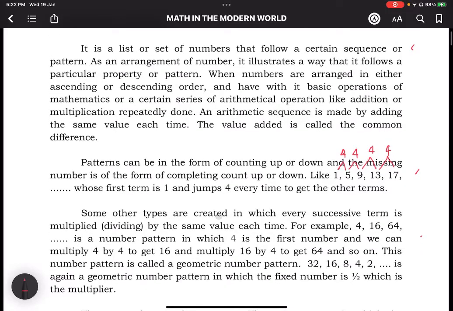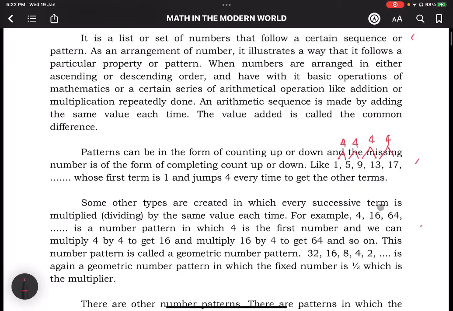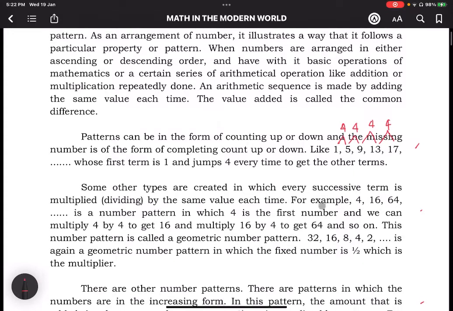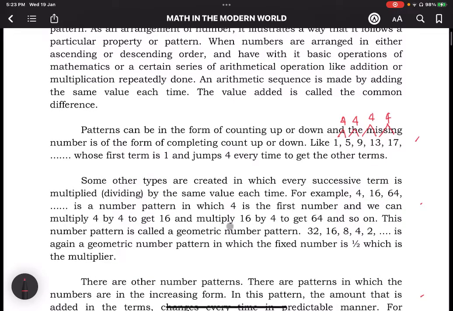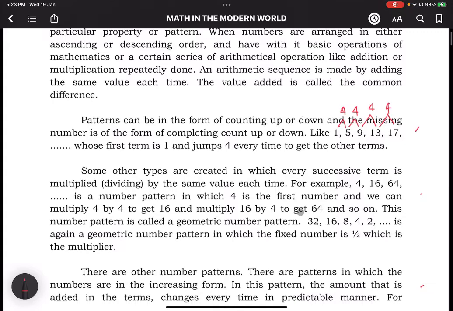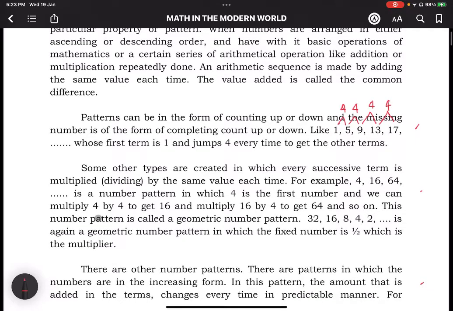Some other types are created in which every successive term is multiplied or divided by the same value each time. For example, 4, 16, 64 is a number pattern in which 4 is the first number and we multiply 4 by 4. So each term is multiplied by 4 in order to get the next term. This number pattern is called a geometric number pattern.